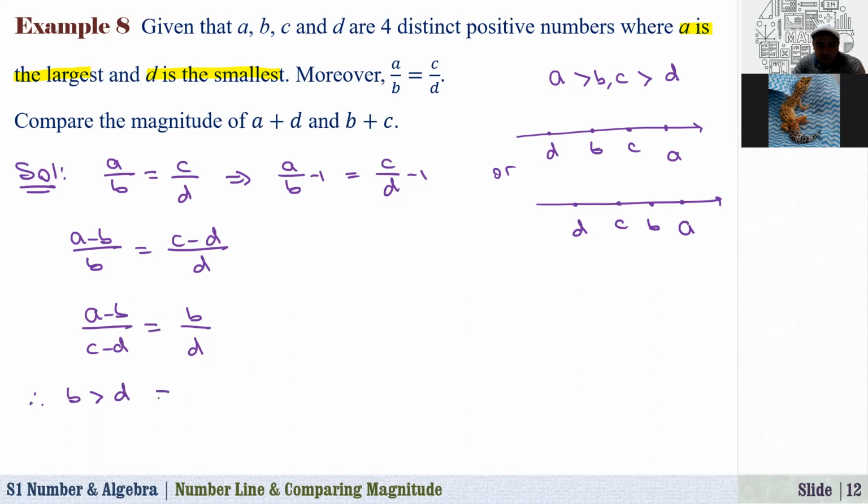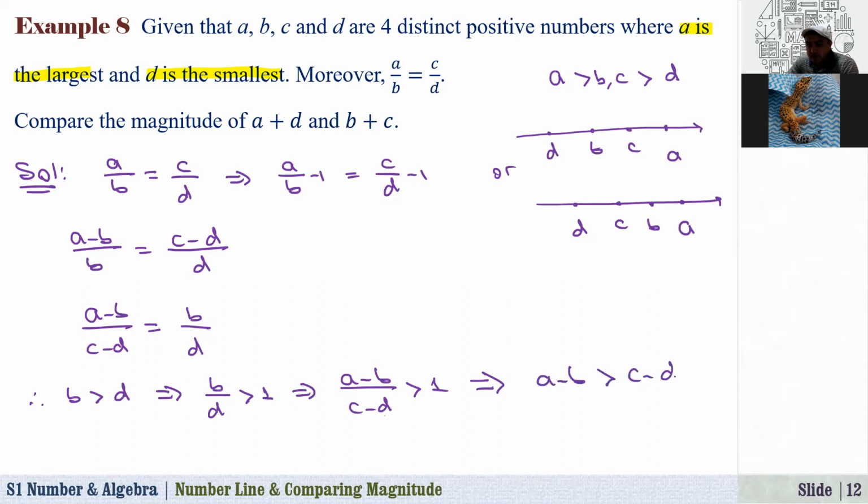So B is greater than D, that means that B over D is greater than 1. Which implies that, since B over D equals (A minus B) over (C minus D), (A minus B) over (C minus D) is greater than 1. Now C minus D, we know that it is positive. So if you multiply both sides by C minus D, then A minus B is greater than C minus D.